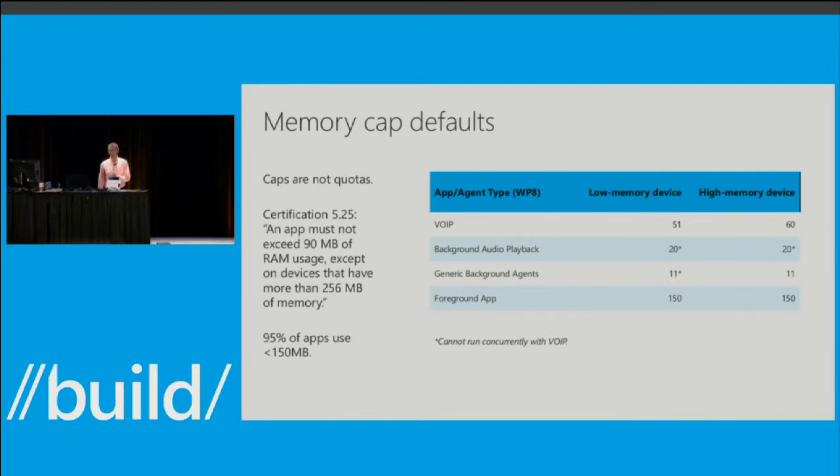device. So if the baseline is 150, it's going to be an extremely rare scenario where we can't give you 150 for the foreground app. So it's not really a quota, it's not a guarantee, but it's almost a guarantee, if that makes sense. And it's still true that the vast majority of apps are well below the baseline default cap of 150.